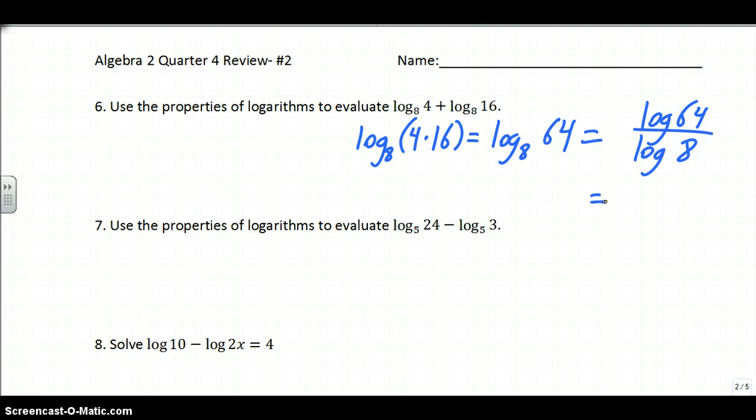So I just type that in my calculator. Log of 64 divided by log of 8. And you get 2. By the way, for you natural log fans, you can also do natural log of 64 divided by natural log of 8, and you still miraculously get 2.